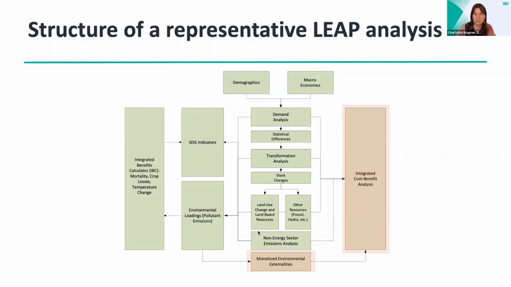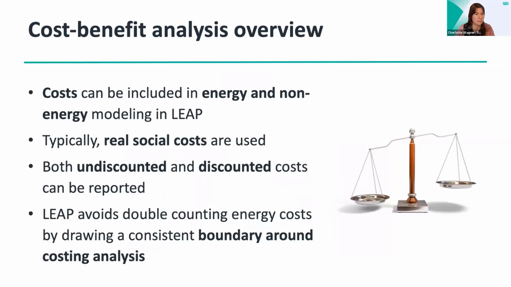You can monetize particular pollutants that you model regardless of whether they're occurring. And you can also add these to the cost-benefit analysis in the end, which will account for all the costs and benefits incurred throughout your main energy system analysis. So I'll be taking you through different places in the model where costs and benefits can be defined and specified, and explain how LEAP does its overall calculation of the costs and benefits.